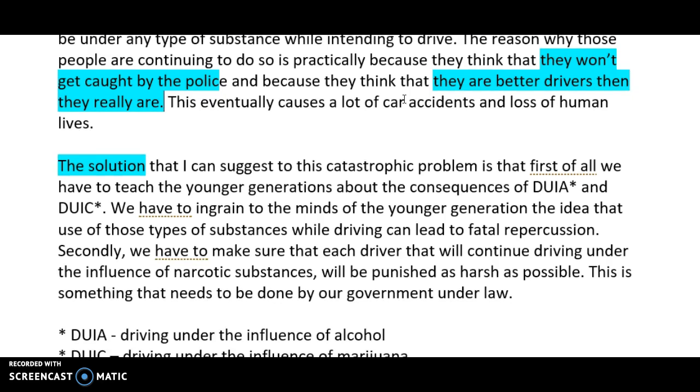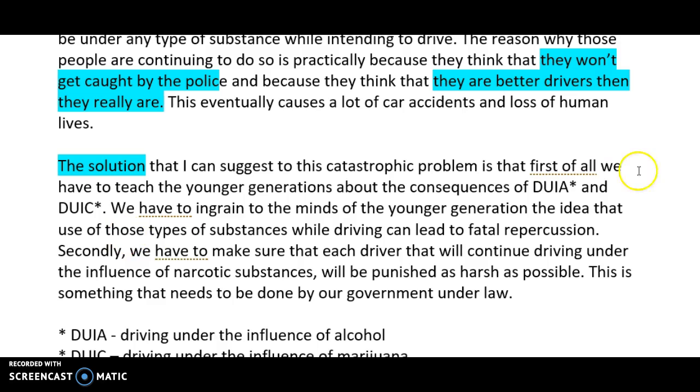So let's look at the paragraph with the solution. The solution that I can suggest to this catastrophic problem is that first of all, we do have to teach the younger generations about the consequences of DUI, and it was footnoted here, gloss, very nice. We have to ingrain in the minds of the younger generation the idea that those types of substances while driving can lead to fatal repercussions.